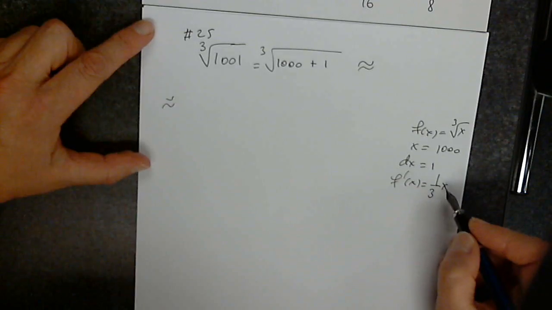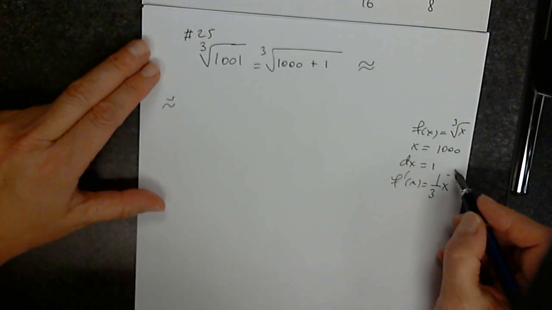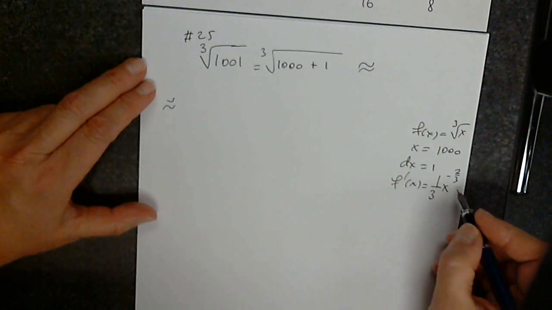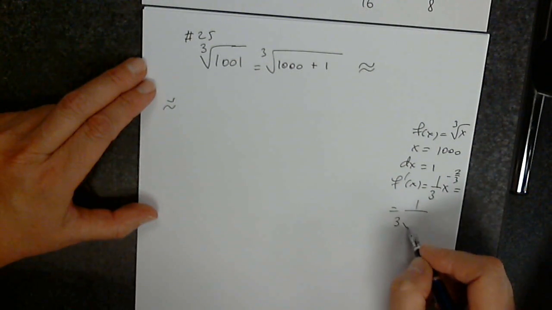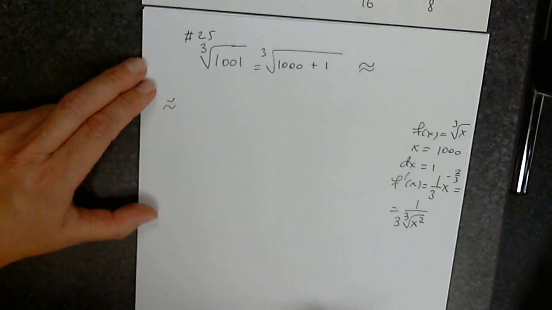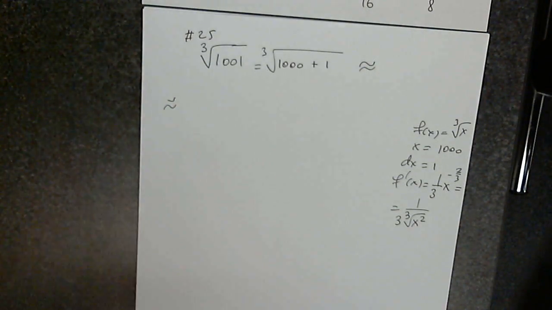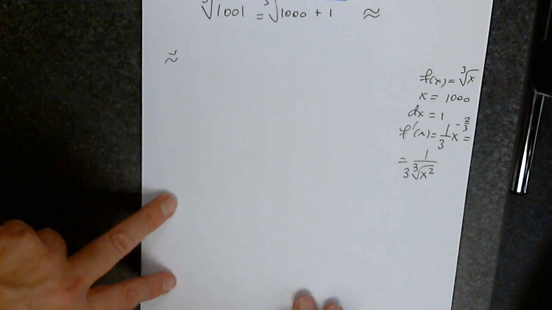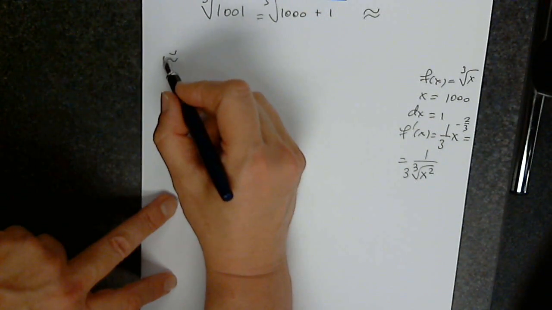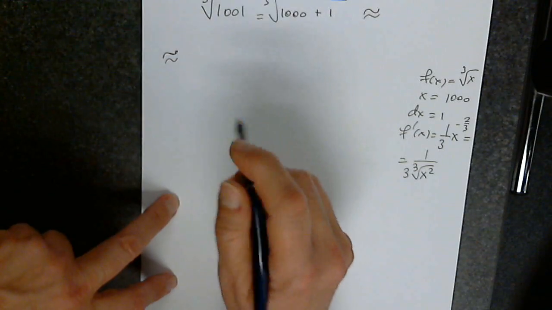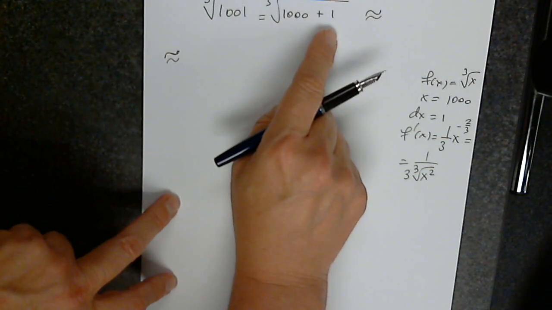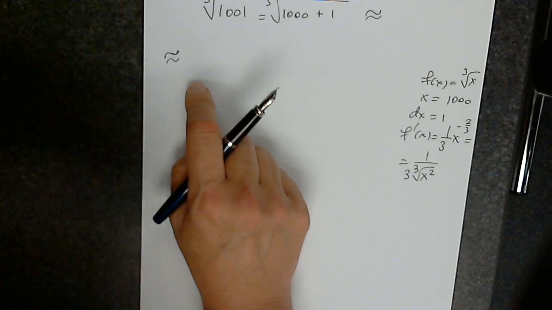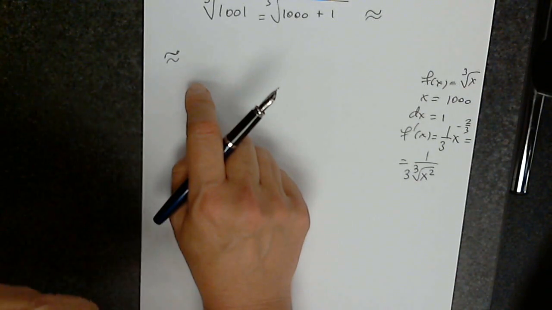So 1/3 x to the 1/3 minus 1, which is negative 2/3. Or I could write it as 1/3 the cube root of x squared, if that's easier. We'll see in a moment. So what does this equal? Remember, f of x plus a little bit is approximately f of x plus a little bit of y, and the little bit of y is the differential of y.